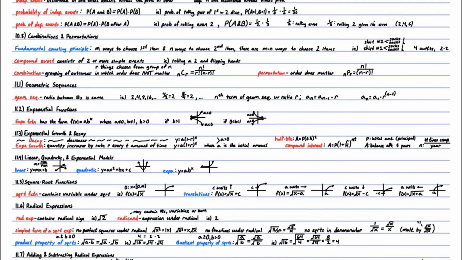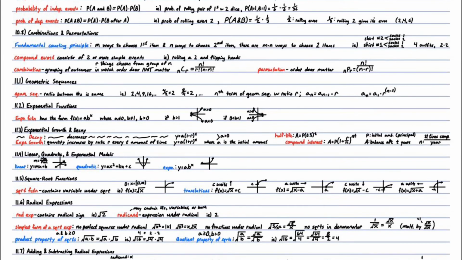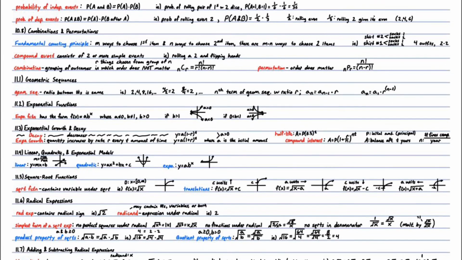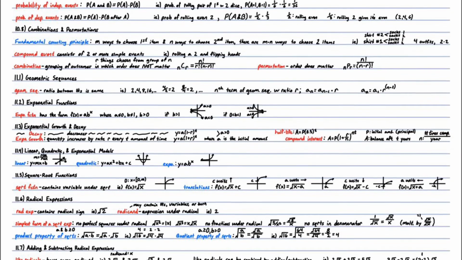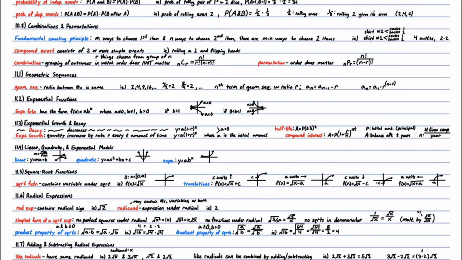An exponential function has the form f(x) = a·b^x, where a is not equal to 0, b is not equal to 1, and b is positive. Exponential growth and decay. Exponential growth: quantity increases by rate r every t amount of time. Exponential decay: quantity decreases by rate r every t amount of time.